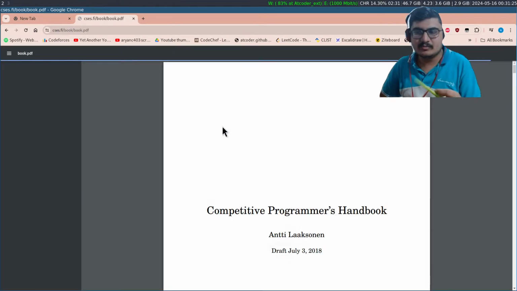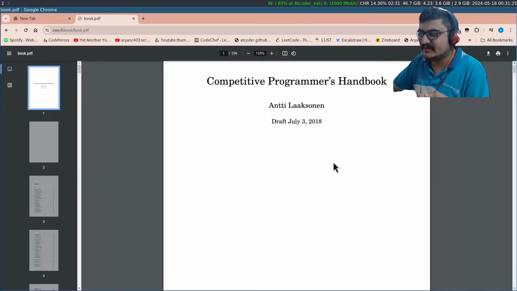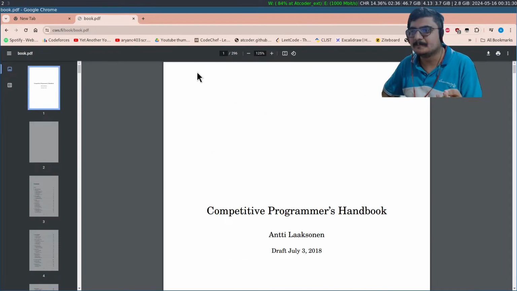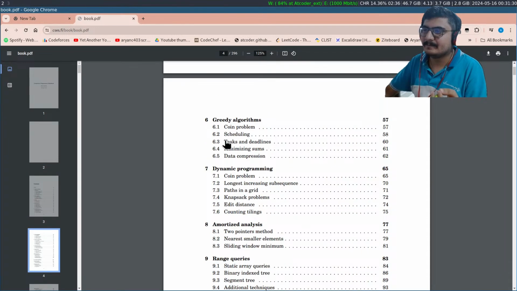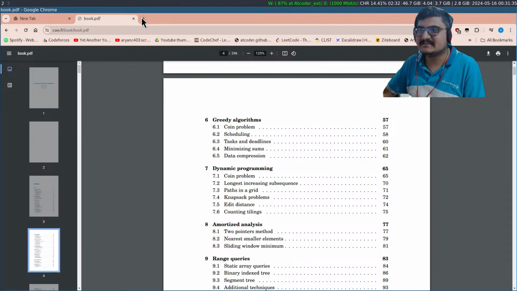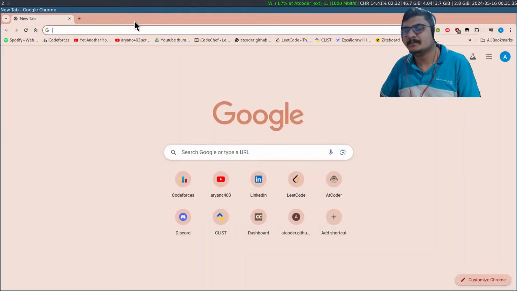And there are more books. Competitive Programming 4 recently came out, so that's good too. And the CSES problem set is good too.